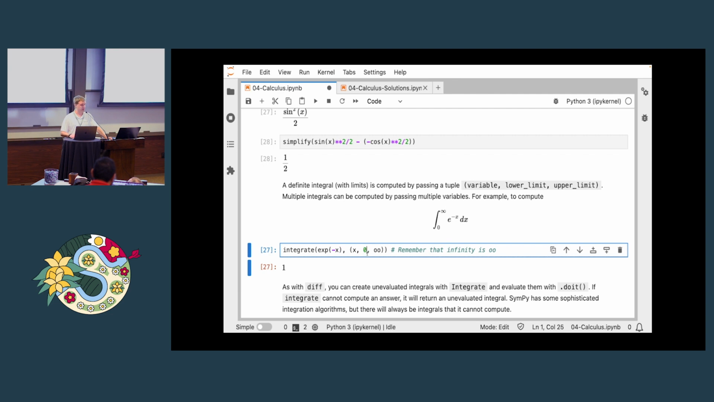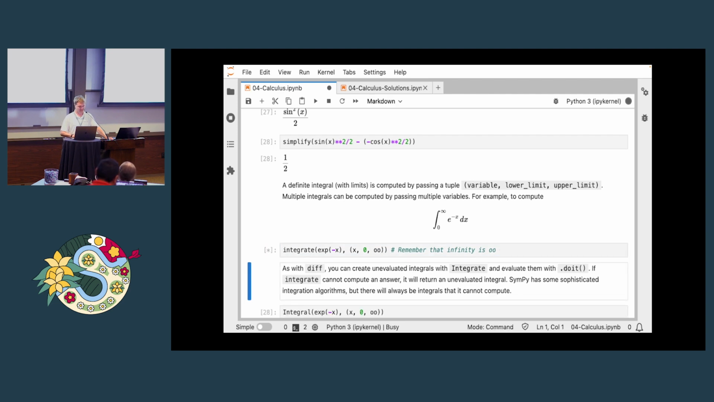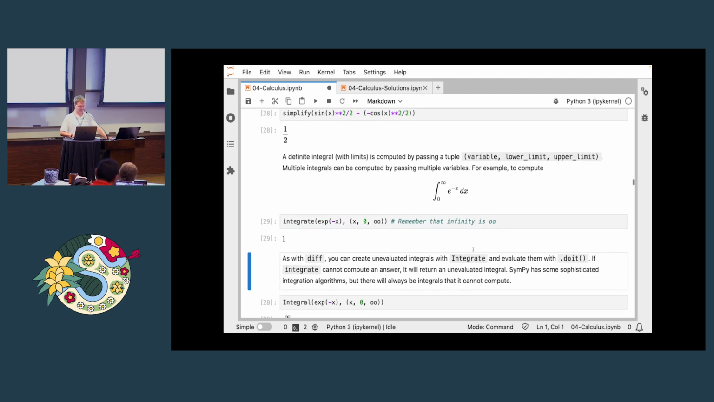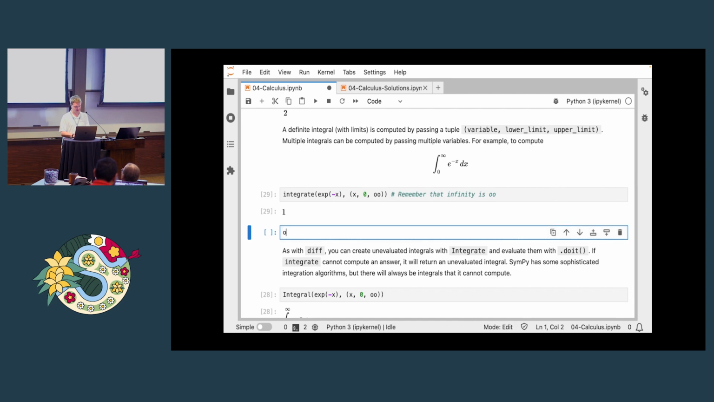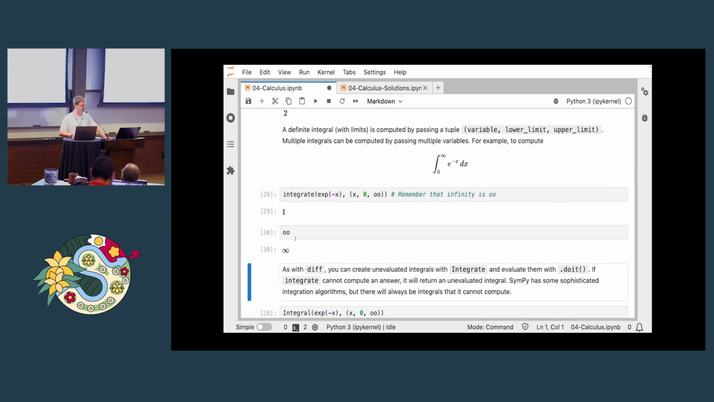I guess we didn't cover it yet, but infinity in SymPy is represented by just OO, which if you look at it closely, you can see why that is. It's a lot easier to type than infinity.